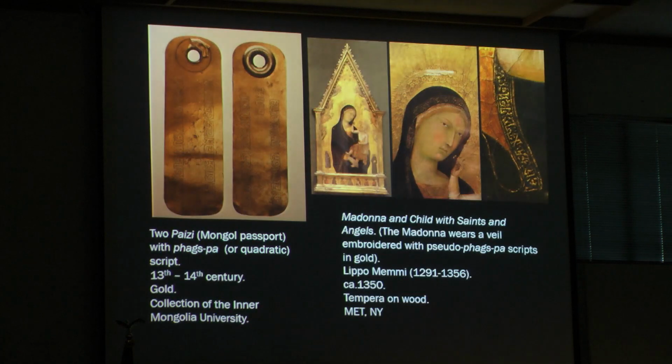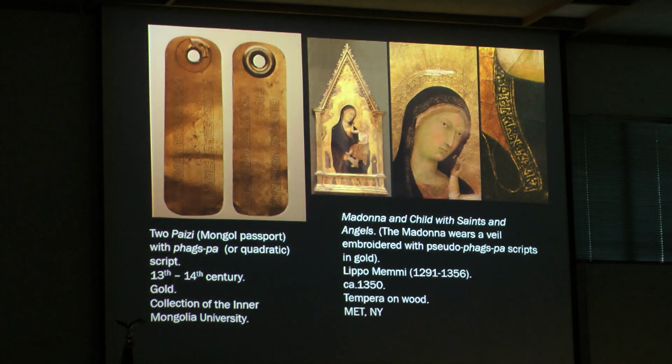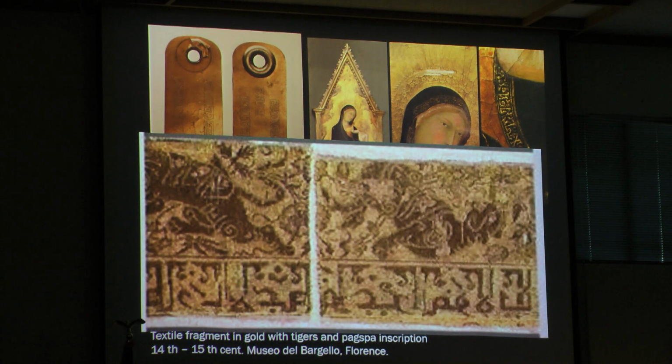Also, the Paspa script of the Mongol passport was reproduced in painting as a decorative motif because it was believed to be a script coming from the Holy Land of the Crusades. In the Madonna and Child with saints and angels, we can clearly see the quadratic inscription as border of the Madonna's robe. The use of this script on textile, however, is also confirmed by a unique fragment in the Museo del Bargello in Florence, and today it remains the only example of this type.